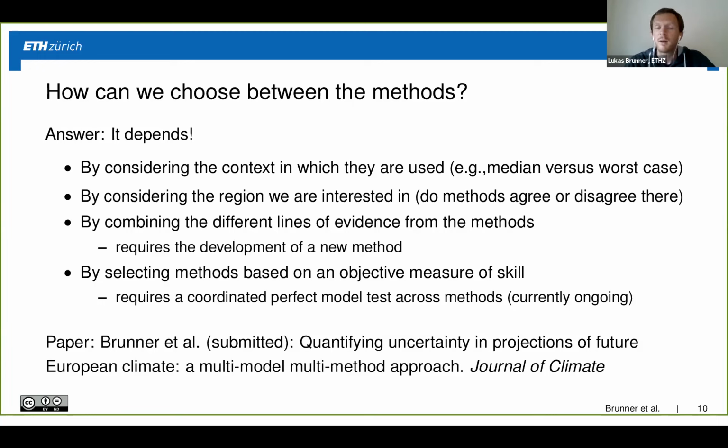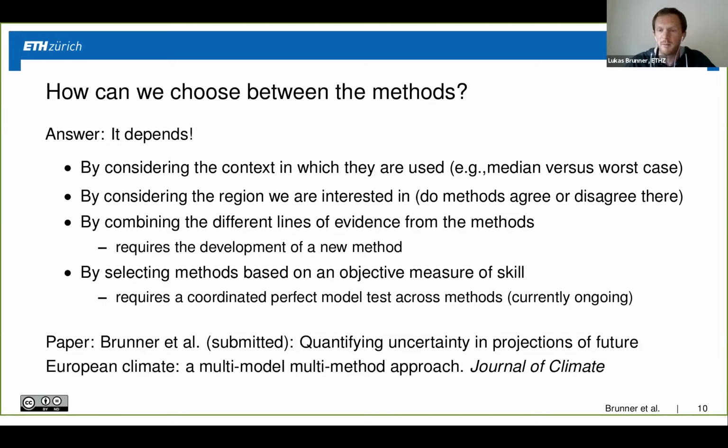And finally, one thing we could also do is select a method in a region based on some objective measure of skill, so kind of using only the best method, for example. This would require some objective skill measure, obviously, which could be provided by a coordinated perfect model test, similar to what we did in this work, but then use this perfect model test to estimate some skill measure. And this seems to be a promising way forward, which we are currently working on, and hopefully we'll have some results on this soon.